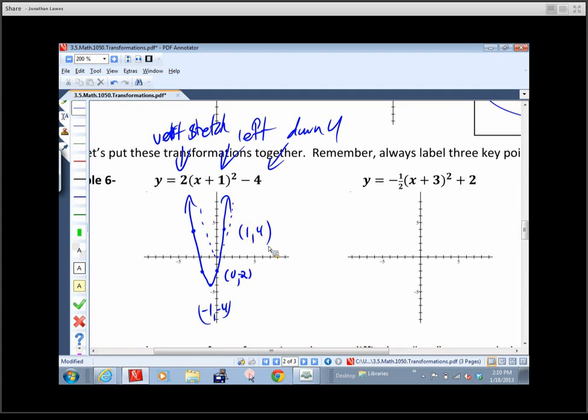Okay. And then, of course, we've got these symmetric points on the other side. This would be -2. This would be 4 here. All I need to do is just figure out what my coordinates are. This would be -3, and this would be -2. Are there any questions there?